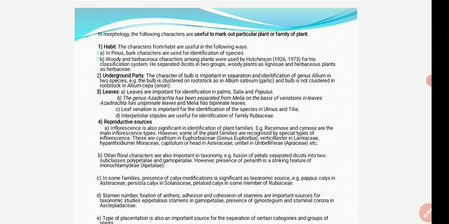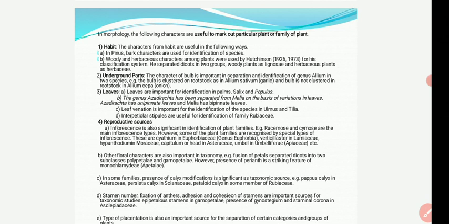Other floral characters are also important in taxonomy. For example, fusion of petals separated dicots into two classes, polypetalae and gamopetalae. However, absence of perianth is a striking feature of monochlamydeae, that is apetalae. In some families, modification of calyx is significant as a taxonomic source. For example, pappus calyx in Asteraceae, persistent calyx in Solanaceae like brinjal, petaloid calyx in some members of Rubiaceae.